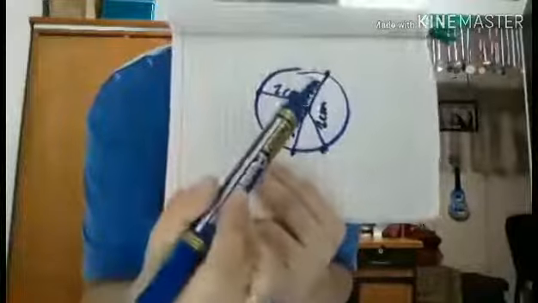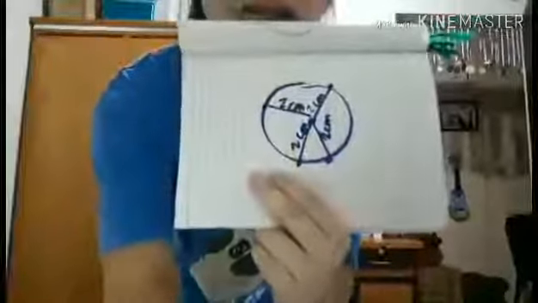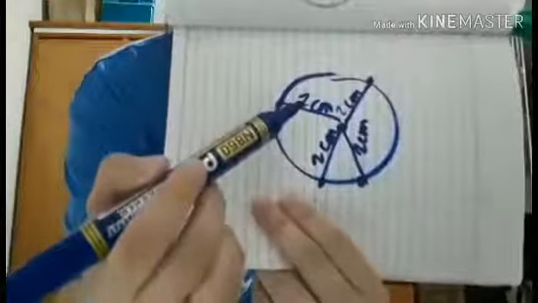As you can see, lahat ng point niya ay magkakapareho ng sukat. Like this. 2 cm, 2 cm, 2 cm, 2 cm. So, the second one is the radius.